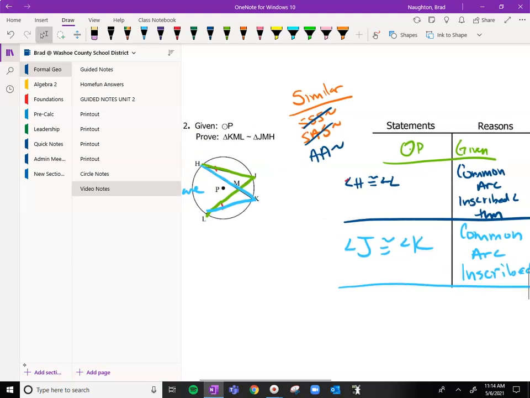Okay, and so now that we proved our triangles similar for angle similarity, triangle KLM is similar to triangle JMH by angle similarity. Remember to put that little similarity fact right there, sports fans.